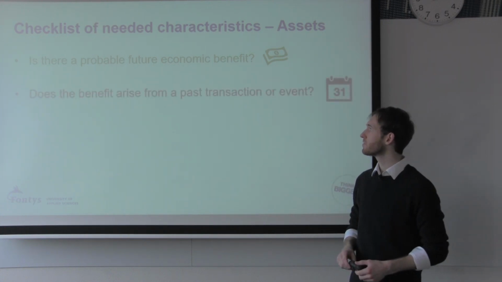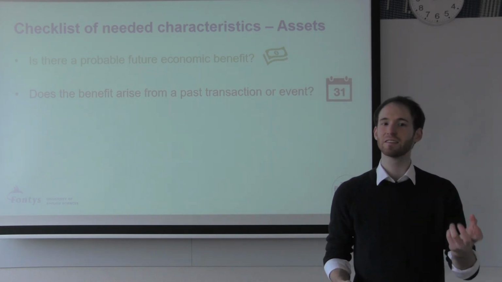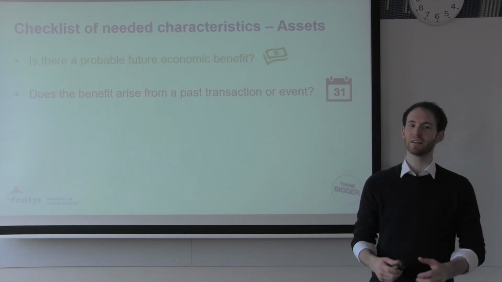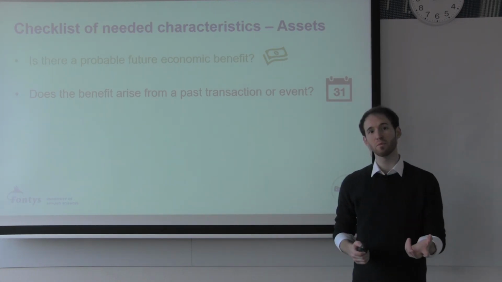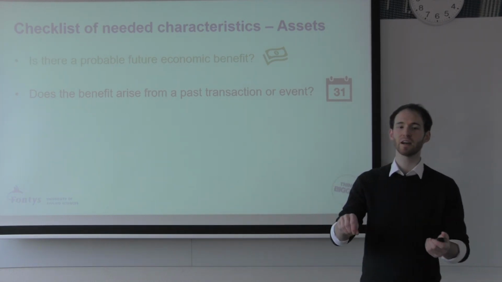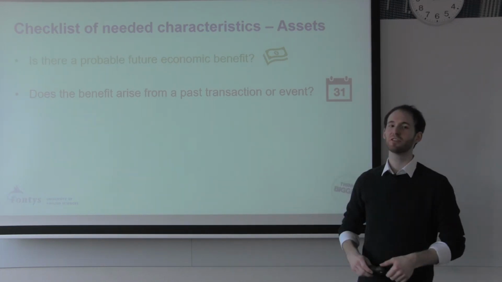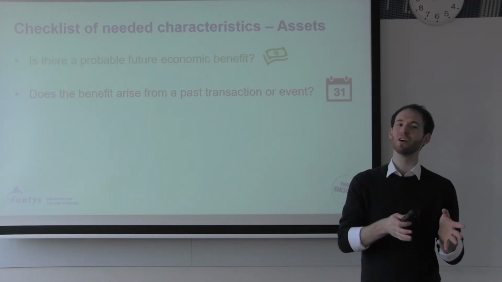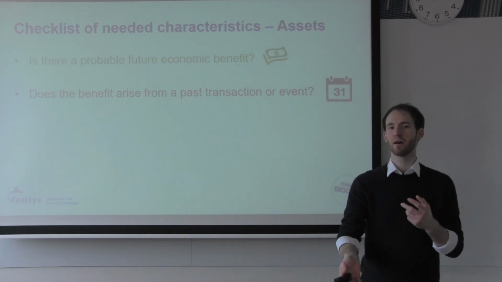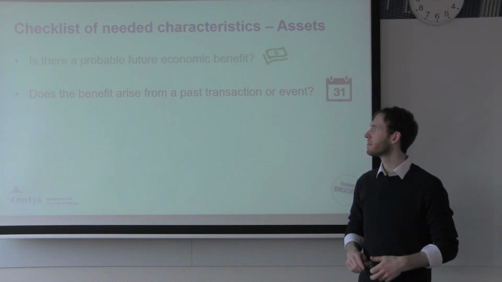Then, does the benefit arise from a past transaction or event? This actually means in the past something had to happen so that you can actually use that asset. So let's say in the case of a machine that you bought, the moment in time when you bought the machine, when you signed a contract saying I want to buy this machine, or just went to the shop and bought it, this is the past transaction or event, because in the past you took the deliberate decision to buy something, you paid for the machine, or you bought it on credit.